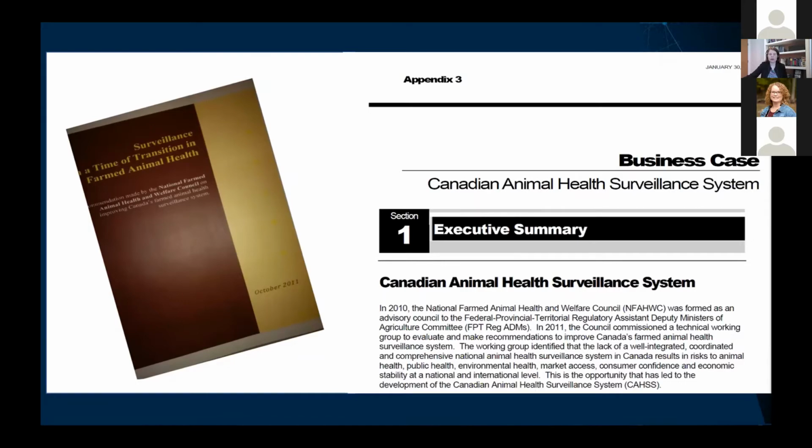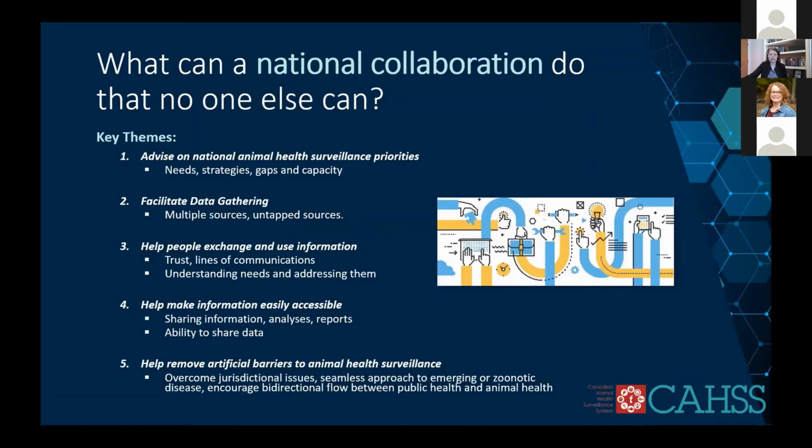The working group published the report, Surveillance in a Time of Transition, which strongly recommended strengthening the system that existed at that time. CFIA stepped up to provide leadership on CAHSS until it was transferred to National Farmed Animal Health and Welfare Council, now Animal Health Canada, in 2019.